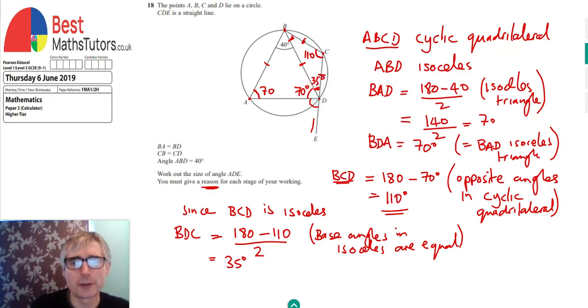And we're now in a position to be able to find the angle we're looking for, which is ADE. What we've got is that the 35 degrees, the 70 degrees, and the angle we're looking for are all on a straight line, and angles on a straight line add up to 180. So we can just add the 70 and 35 together, take it away from 180, and then we've got the angle we're looking for.